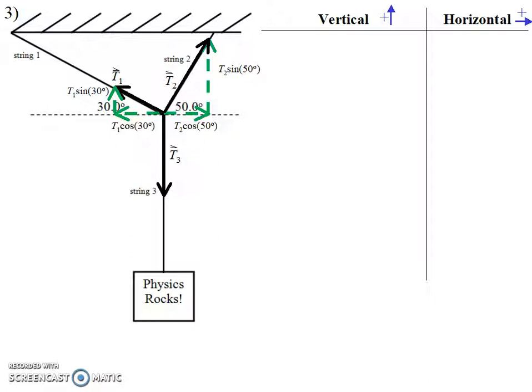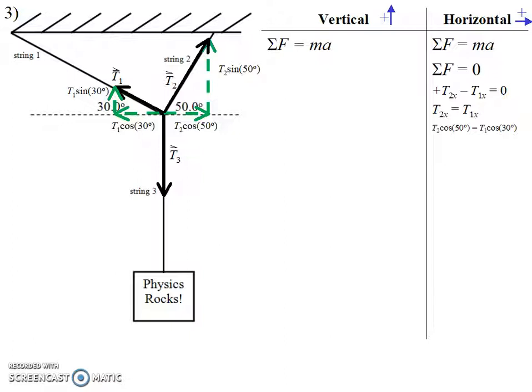So, of course, we know motion in one dimension is independent from motion in other dimensions. So we write sigma F equals ma on both sides. And since this is a statics problem, we know the acceleration is going to be 0, and so the net force is 0. So we start on the horizontal side with sigma F equals 0.